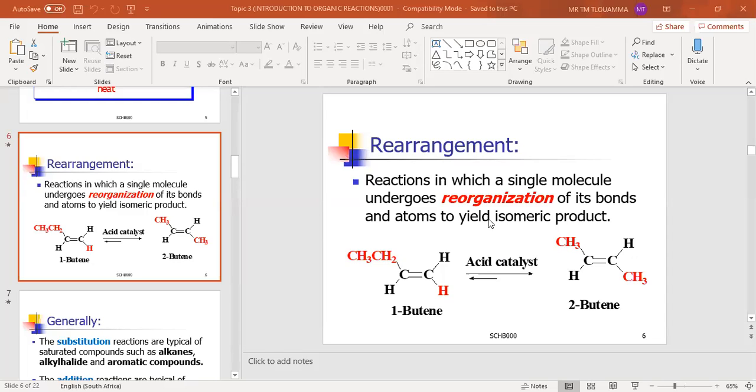Is it a question? Yes. Why do we have arrows with different length? The arrows that show the direction of the reaction.